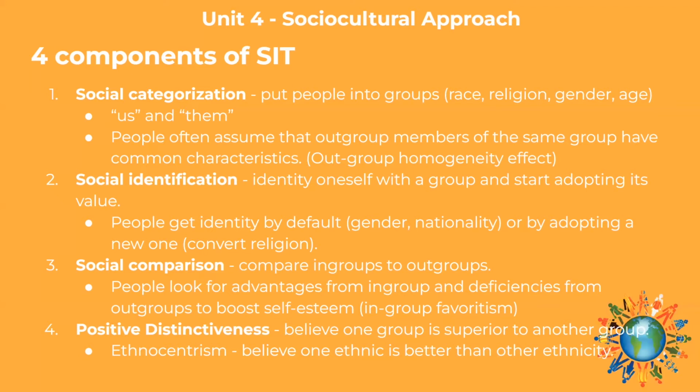So this is when you believe one group is better than another. An example of this is ethnocentrism, which is the belief that one ethnic group is better than the other in the city. And this can result in conflicts because while trying to see who is better, conflict may occur, because everyone would want their group to be better in order to boost their self-esteem.